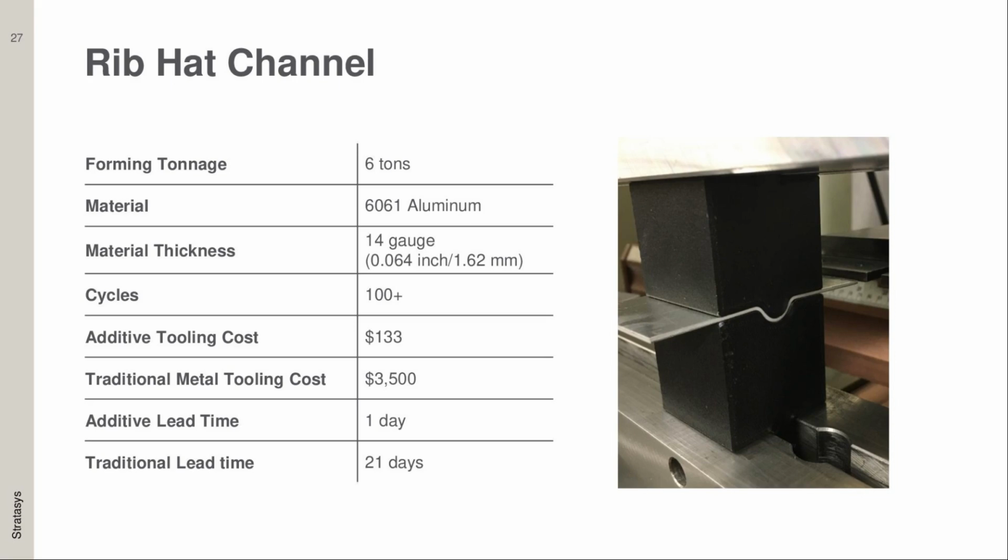Now, to give you a general ballpark idea, if you outsourced it or you even insourced it in some cases, you're looking at around $3,500 to machine this part out. And then in terms of lead time, you're looking at 1 day to print versus 21 days. So even if cost isn't a big deal and lead time is, additive still comes out ahead, or vice versa. So it's just something to be mindful of when you're pricing out your processes.